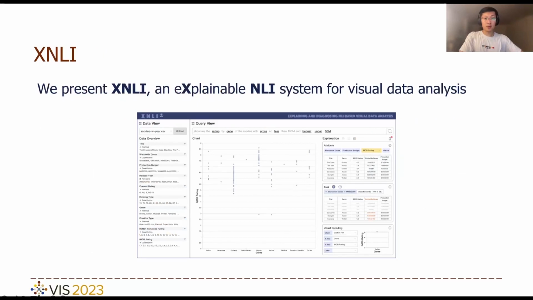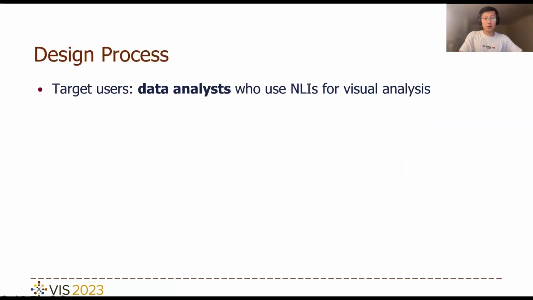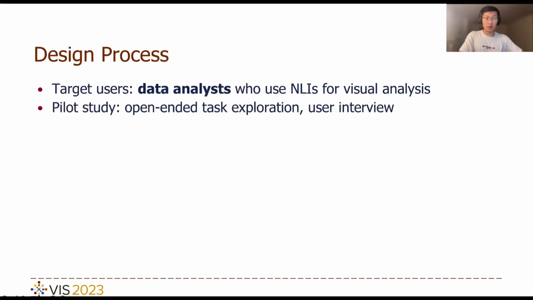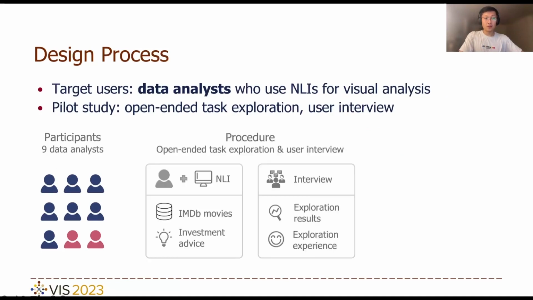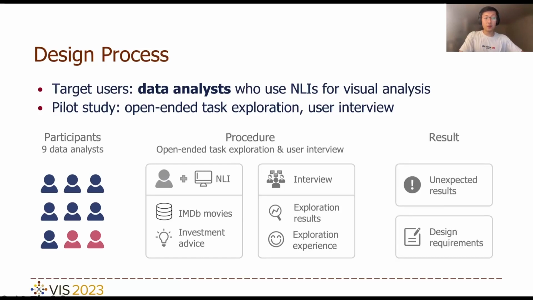We present XNLI, an explainable NLI system for visual data analysis. It targets the data analysts who use NLI for visual data analysis. We first conducted a pilot study with 9 data analysts to investigate the challenges of understanding and diagnosing NLI results. The data analysts were required to conduct open-ended task exploration for the given dataset and reflect on the exploration process in the interview. Finally, we identified the unexpected results during the analysis and summarized design requirements.